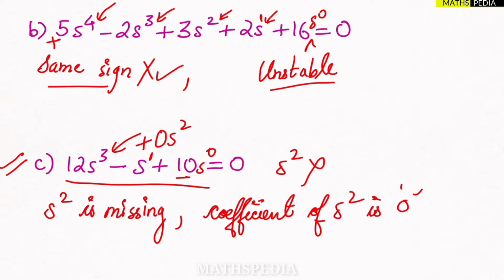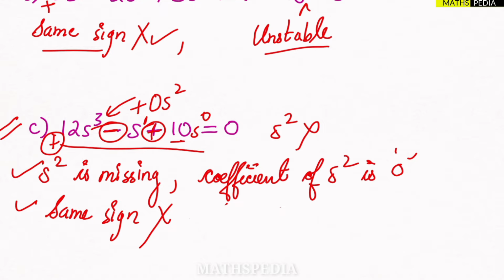Simple. For the first condition, what was the first condition? Sign should be same, but here positive, negative has come, then positive. That means sign is also not same. When sign is not same, the first condition is not satisfied, then we can directly say it is unstable. But still we are analyzing both the conditions. Okay, so here both the conditions are not satisfied because same sign is also not there. No same sign, different sign.